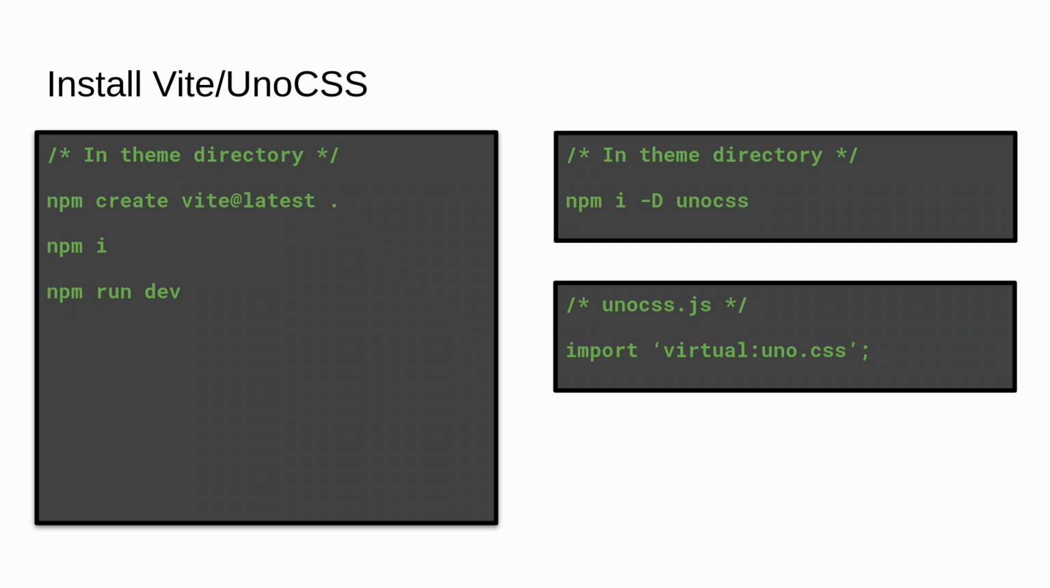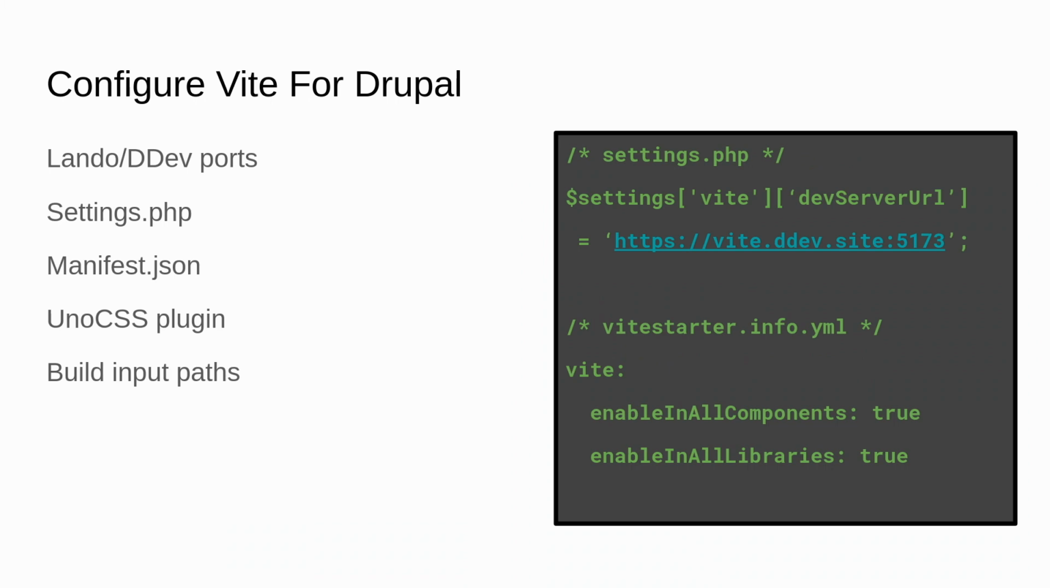So here's the install instructions. You can just follow along. Here's how you configure Drupal with the Vite module. First, you're going to want to set up your local environment so that where you're running your dev server can connect to where you're running your site. Your settings in settings.php, you have to tell it to generate the manifest.json.